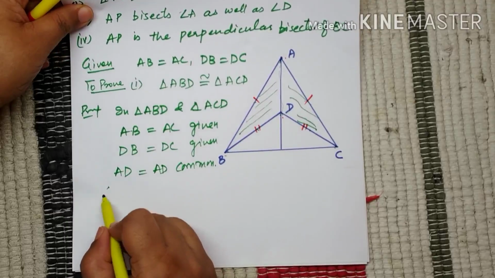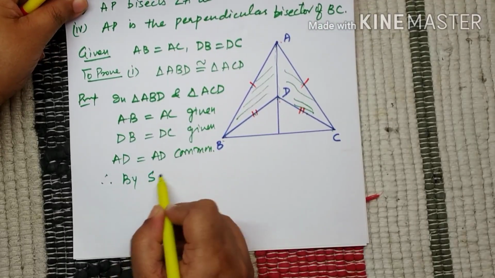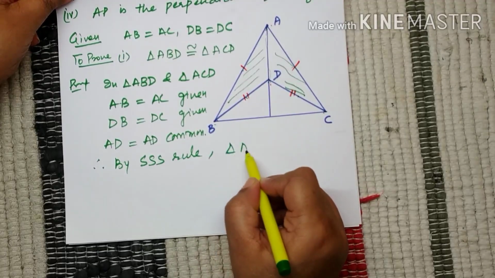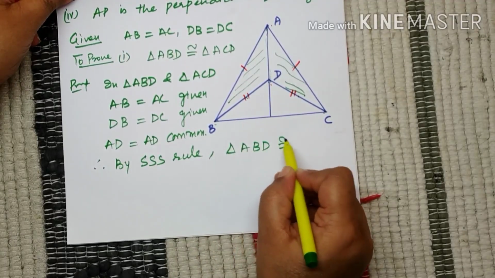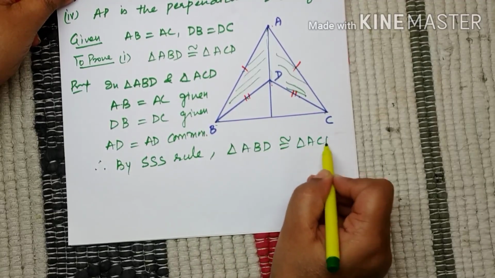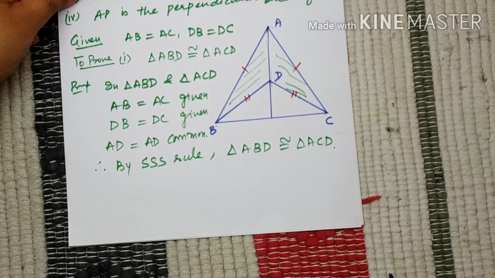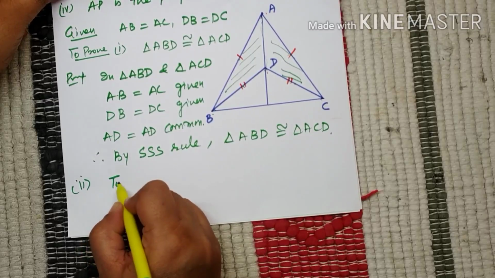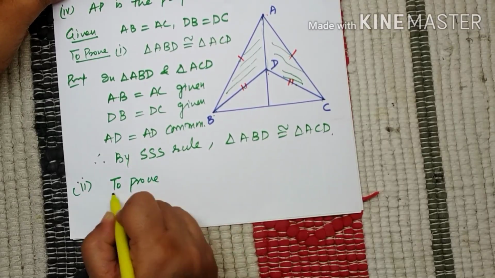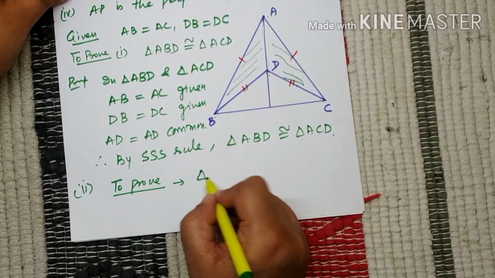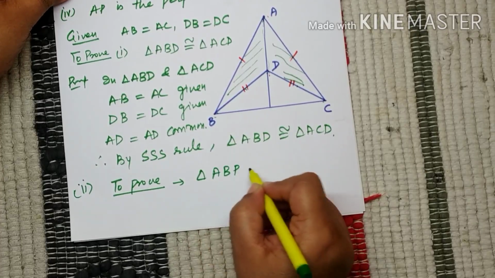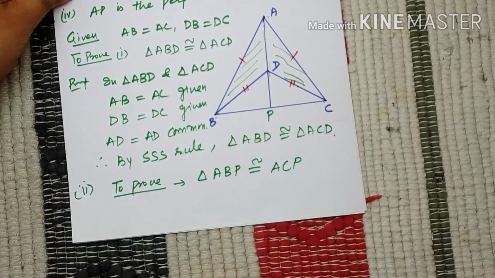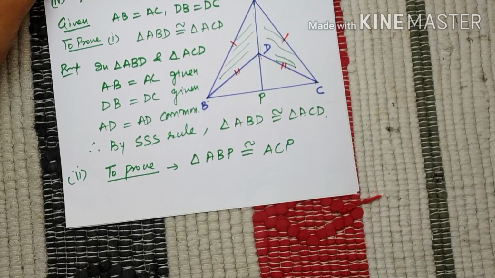Therefore, by SSS criteria, we have triangle ABD congruent to triangle ACD. Done the first part. Now second part, I need to prove. What do we need to prove? Triangle ABP congruent to triangle ACP. This point is P. We need to prove these two triangles congruent.